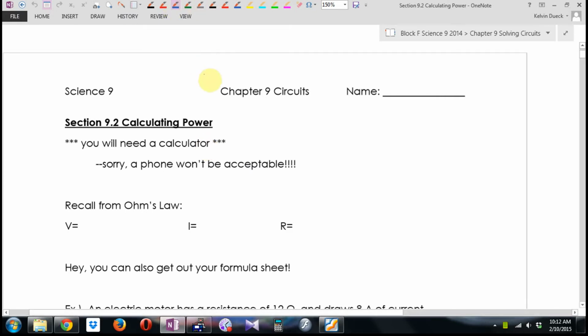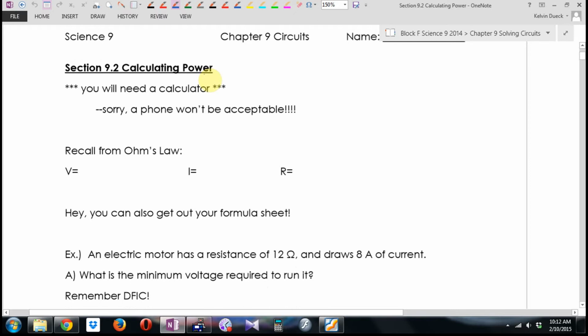9.2, calculating power. There you go, a little too obvious sometimes. You're going to need a calculator. A phone won't be acceptable because I won't let you use it on tests. I'll put up with it just today. By Thursday, have a calculator, or you'll swap me your phone for a good calculator, because the phone calculators are finicky.